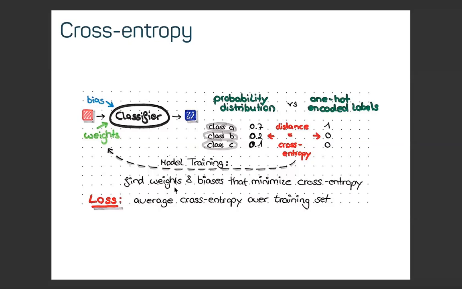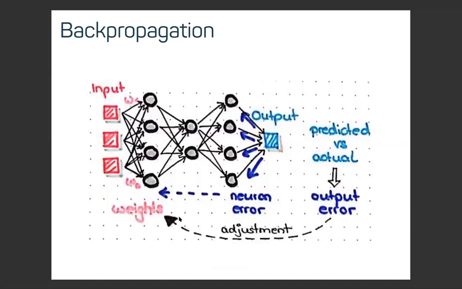And what we want to do during model training now is to adjust the weights and the bias in a way that reduces the distance between our probability distribution and the one-hot encoded vector. And not just for one image, but for a set of thousands of images. In this way, we average the cross-entropy over our entire training set so that we will have a loss that is as small as possible. And how this works now is using back propagation.